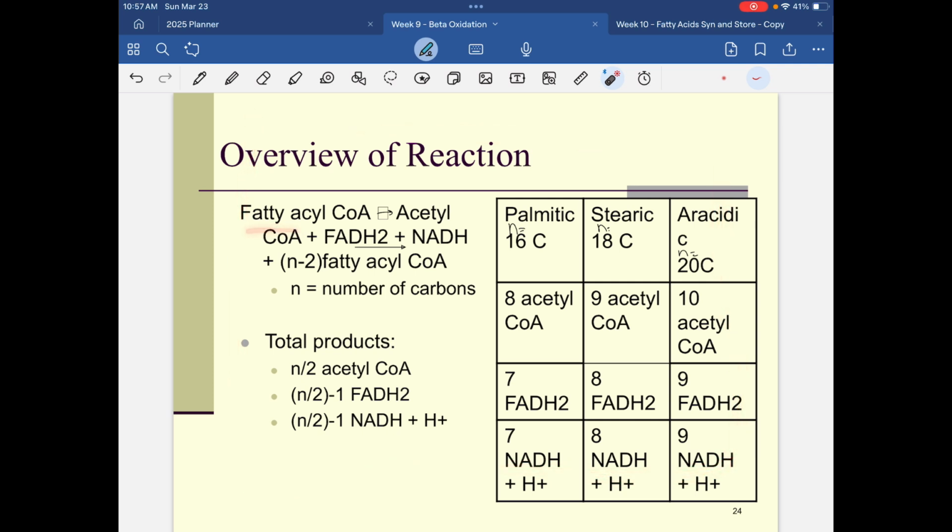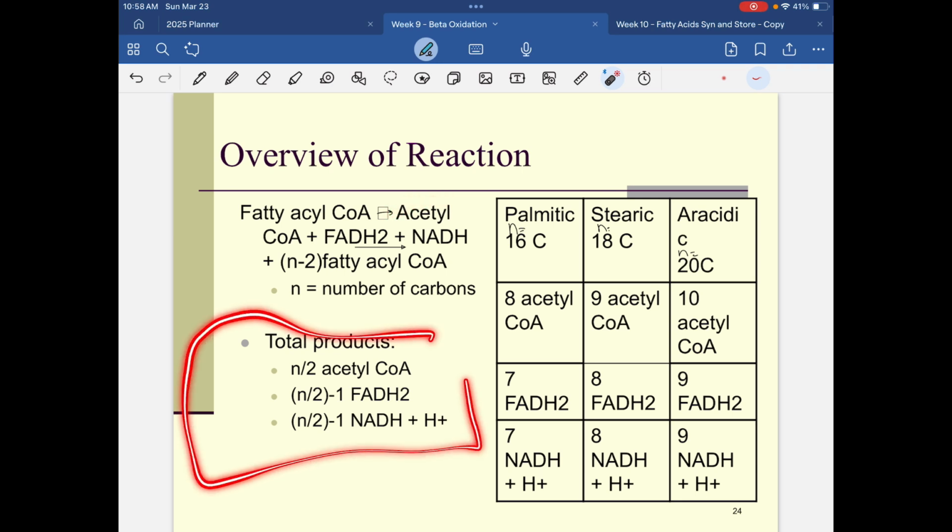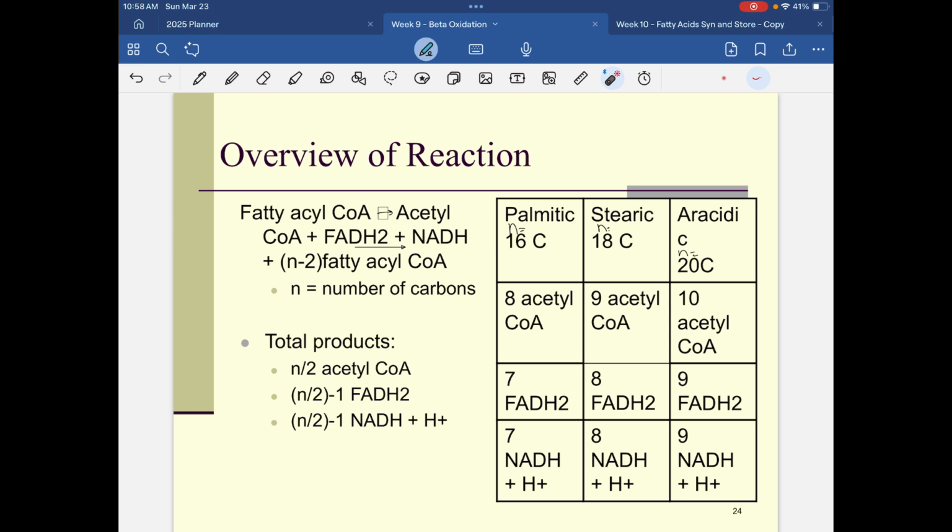So you're going to have a fatty acid. You're always going to split it up into 3 products: acetyl-CoA, FADH2, and NADH. We saw that before. We can use the number of carbons in the fatty acid to determine how many of each product we're going to get. It's always going to follow a pattern. Here are the equations for those patterns. So I'll just run through one example.